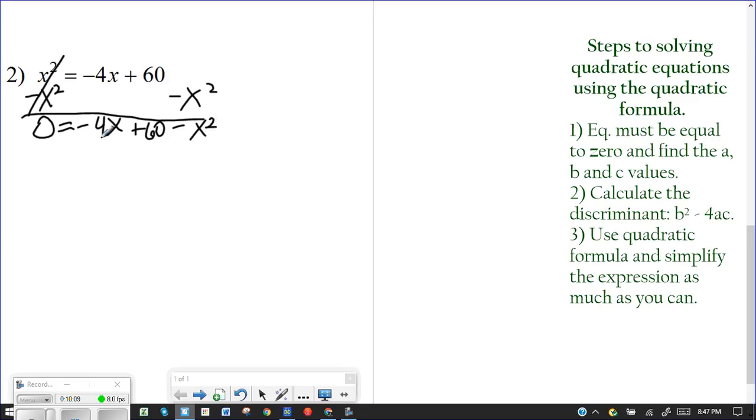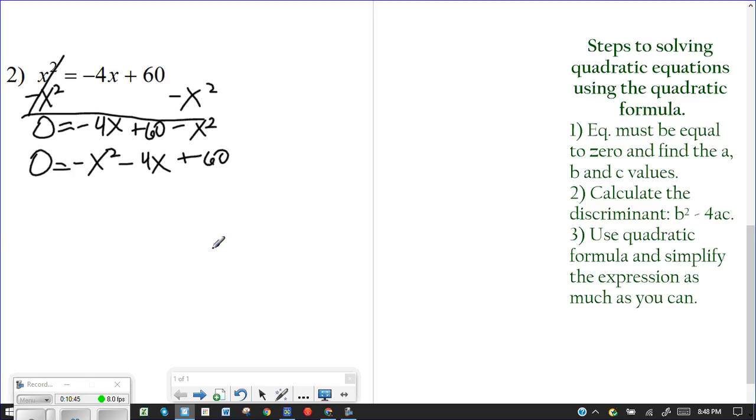But what I gotta do is put this in descending order, and it is not in descending order. When you put stuff in descending order, the highest power should be first and then the lower powers. So from the highest to the lowest power. So you have 0 is equal. My highest power is negative x squared, so that should be first. My next highest power is negative 4x, and my next will be 16. Now it is equal to 0, and that is in descending power.